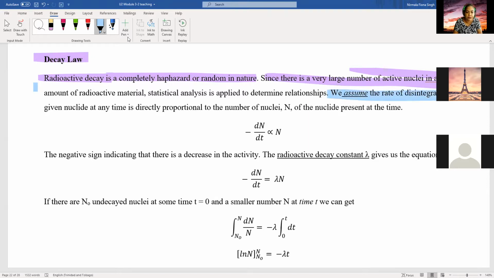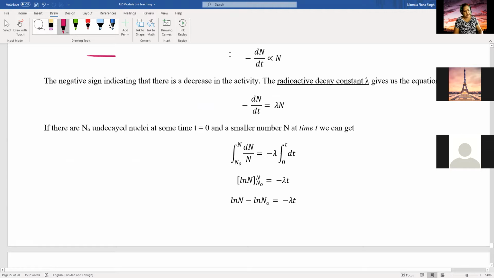We assume that the rate of disintegration of a given nuclide at any time is directly proportional to the number of nuclei N of the nuclide present. So let's do some maths here. Anytime we have a negative in any sort of equation, whether it be calculus or exponential, that means we are decreasing. We have a decreasing relationship. We're not going to go through the maths because it's not required. You just need to know the equation.